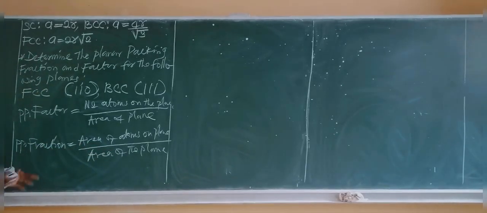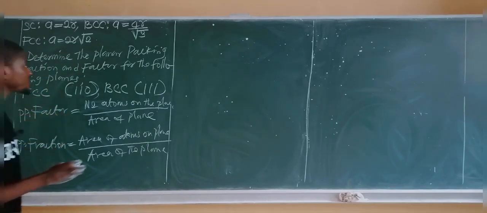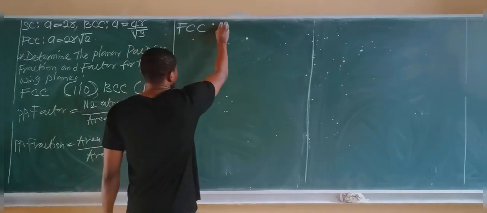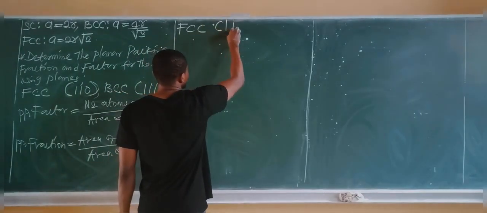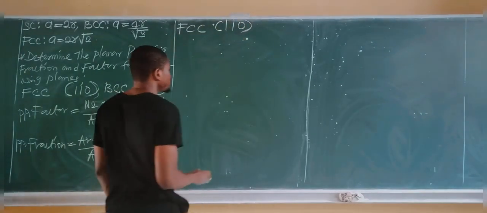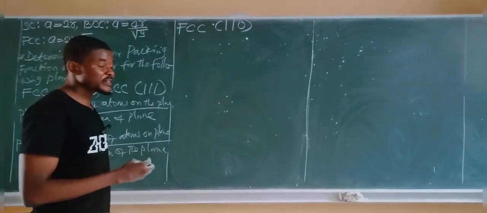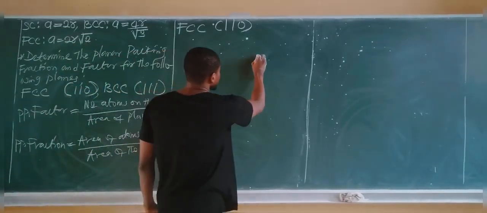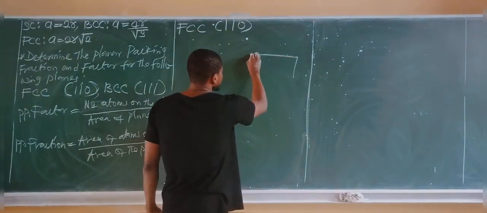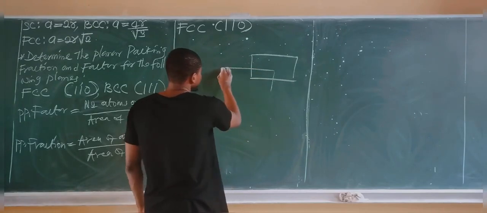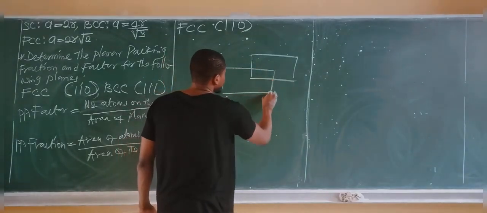So let's start with the first case. We'll have FCC 110. So we'll pull it out. Face centered cubic structure, the Miller index is 110. Before we start solving this, let's first of all draw the face centered cubic structure. Okay, so we have our cubic plane. All right, let's draw the face centered cubic structure and see what it looks like.